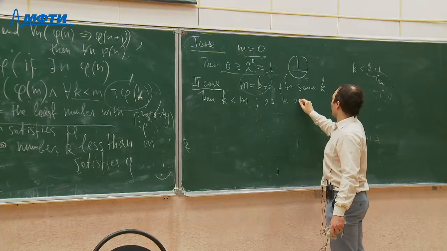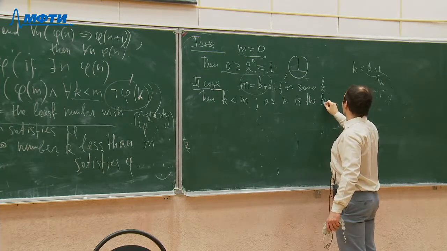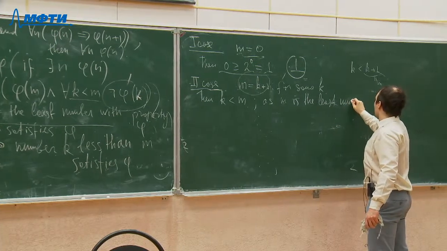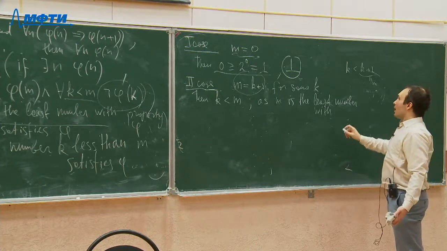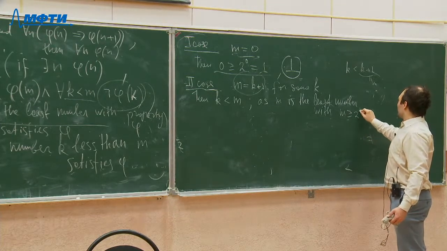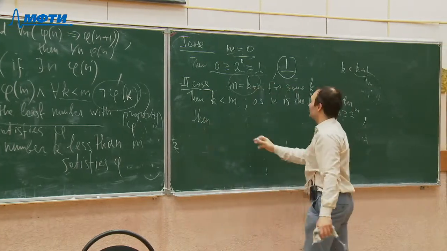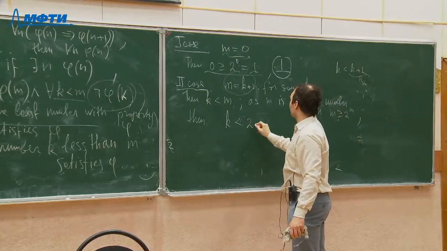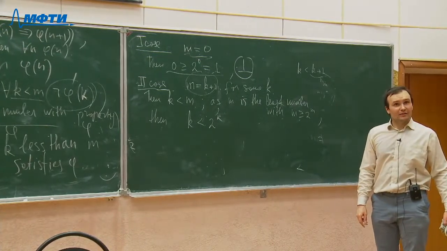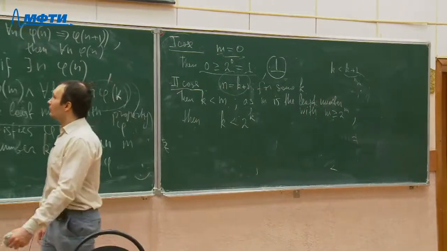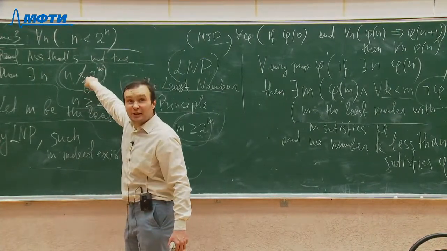As m was or is the least, as it is the least number with such an equation, then for k it doesn't hold, then k is less than 2 to the power k. Is it clear? For k, this property, this negation, does not hold.